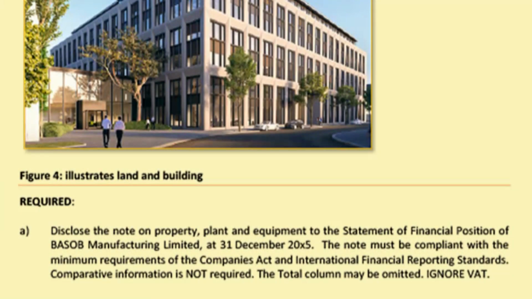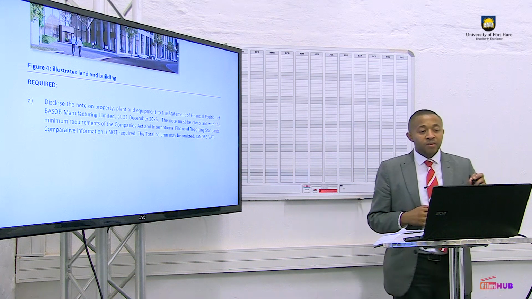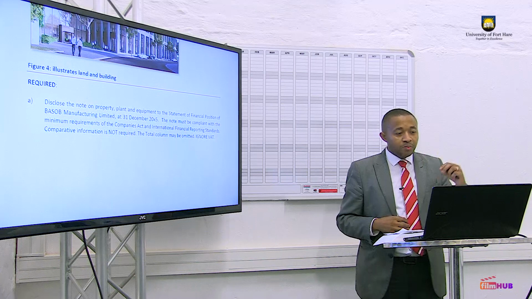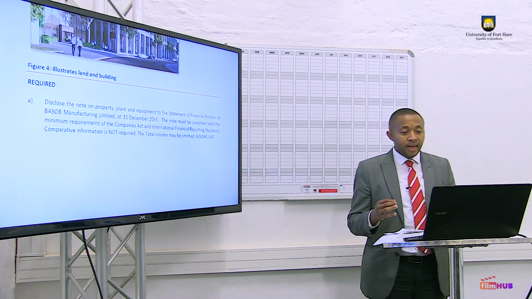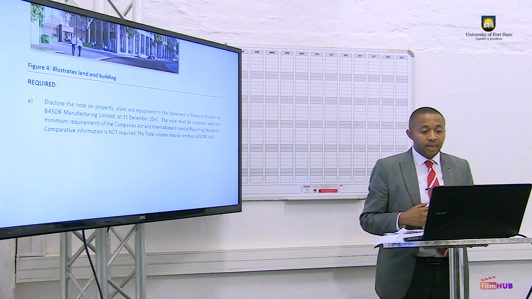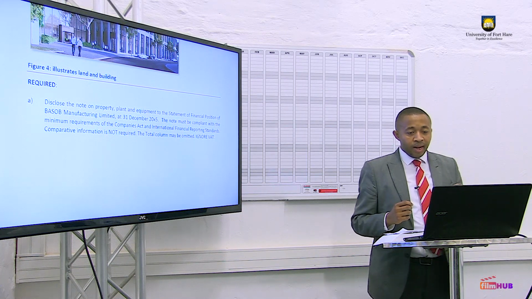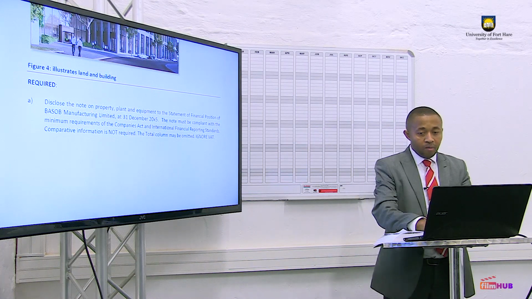Now let's look at what is required for us to do in this question. It says, disclose a note on property, plant, and equipment to the statement of financial position of Basop Manufacturing Limited at 31st December 20X5. The note must be compliant with the minimum requirements of Companies Act and International Financial Reporting Standards. And it tells you what to ignore. It says ignore value-added tax, and the total column may be omitted.